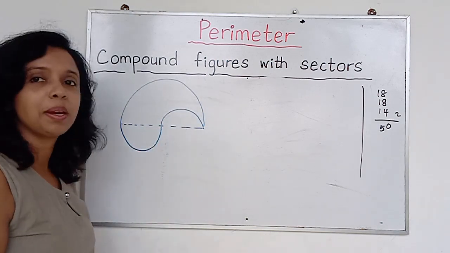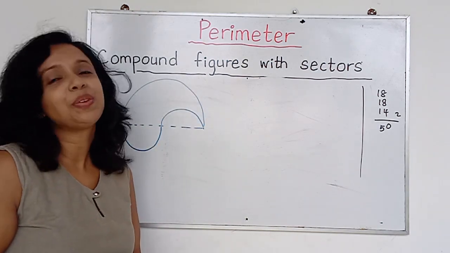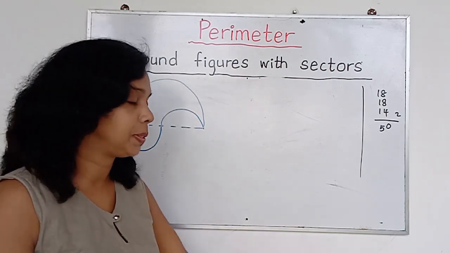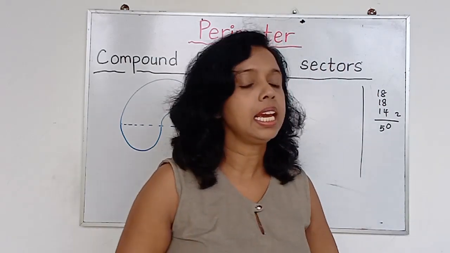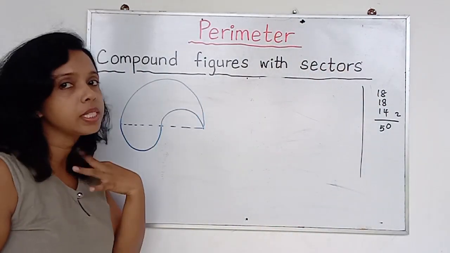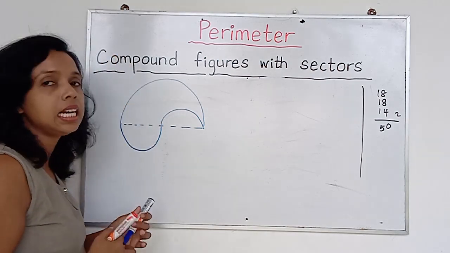See, it's very beautiful, right? Now we want to find the perimeter of this shape. Children, can you see 3 half circles in this picture? Can you see? I can see 3 half circles.